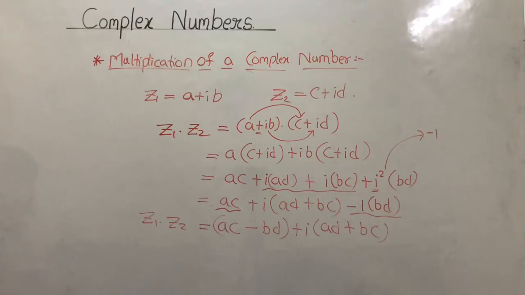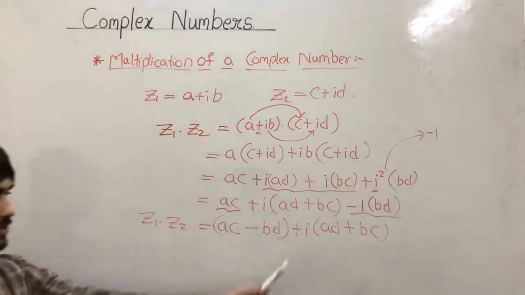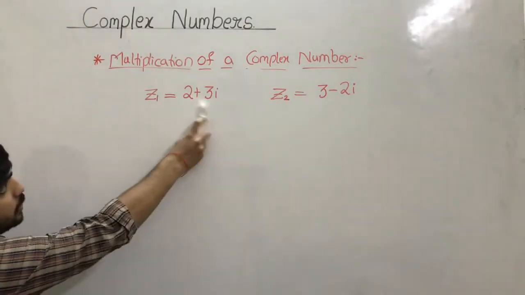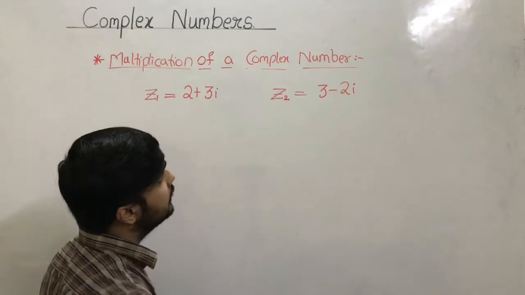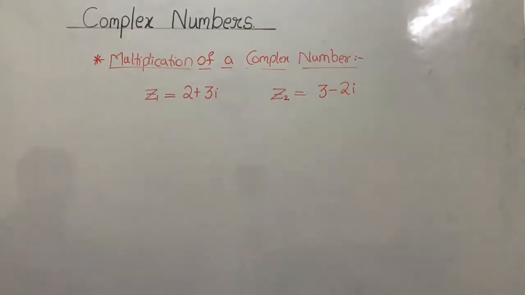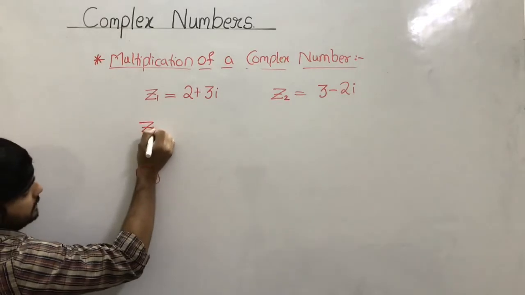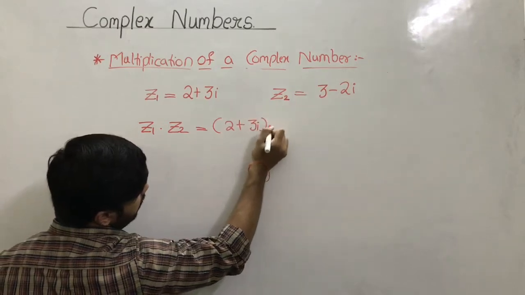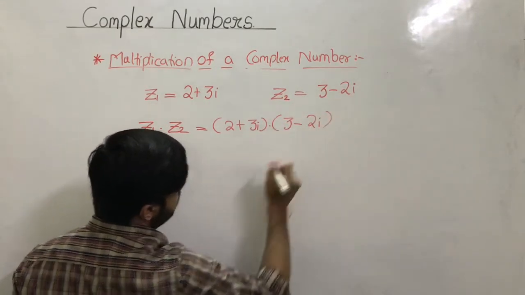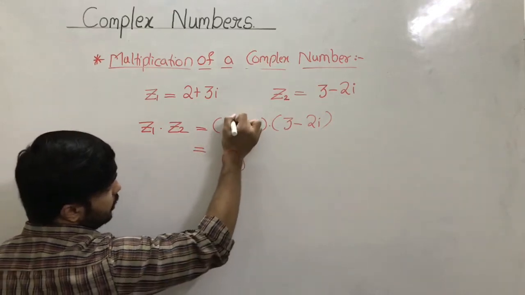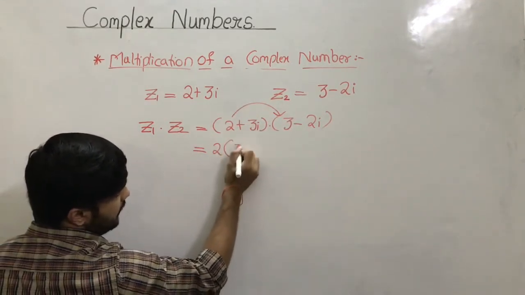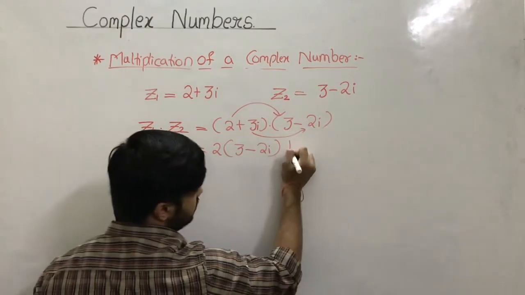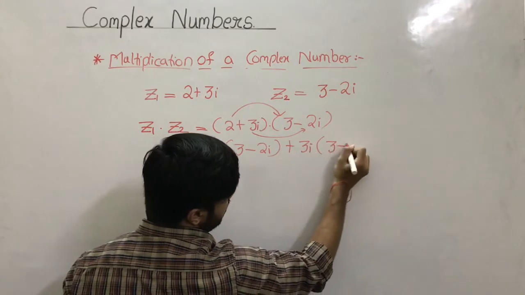In this also we can observe that real parts are together and imaginary parts are together. Let's see one example. Our question is z1 is equal to 2 plus 3i and z2 is equal to 3 minus 2i, and we have to multiply these complex numbers. So it will be z1 into z2, equal to (2 plus 3i) into (3 minus 2i). Now we'll expand this bracket such that 2 with this complete bracket, that is 2 in bracket (3 minus 2i), and 3i with this complete bracket, that is plus 3i into (3 minus 2i).